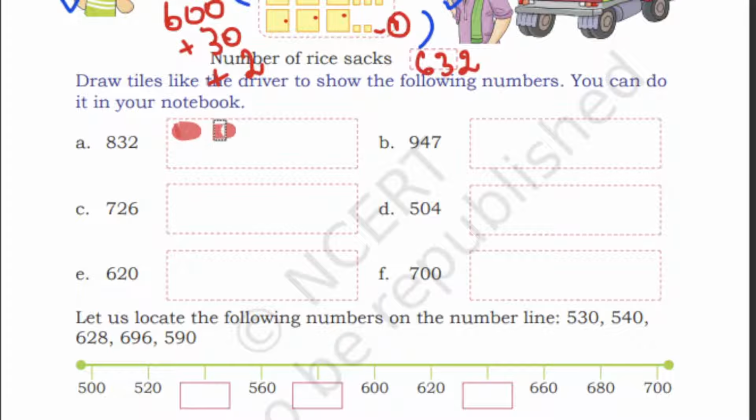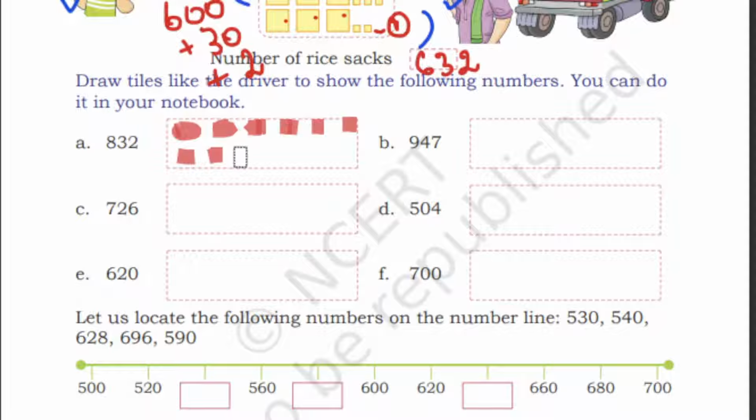1, 2, 3, 4, 5, 6, 7, 8. Okay, 8 is 800. So for hundreds, I selected red color. And now for tens, I'm going to select the blue one. So how many tens are there?